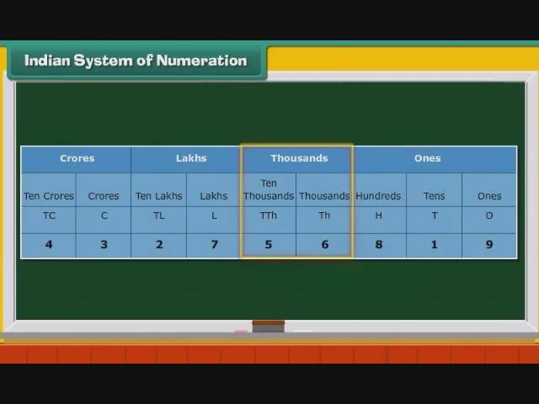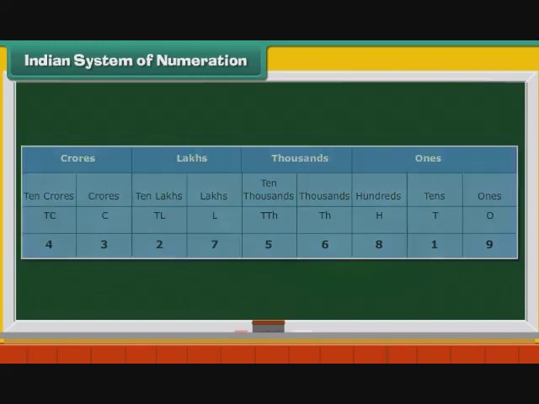Similarly, the thousands group has two digits, 6 and 5. Their places are thousands and 10,000s. The lakhs group has the two digits 7 and 2. Their places are lakhs and 10 lakhs. The last group of crores also has two digits, 3 and 4. Their places are crores and 10 crores.